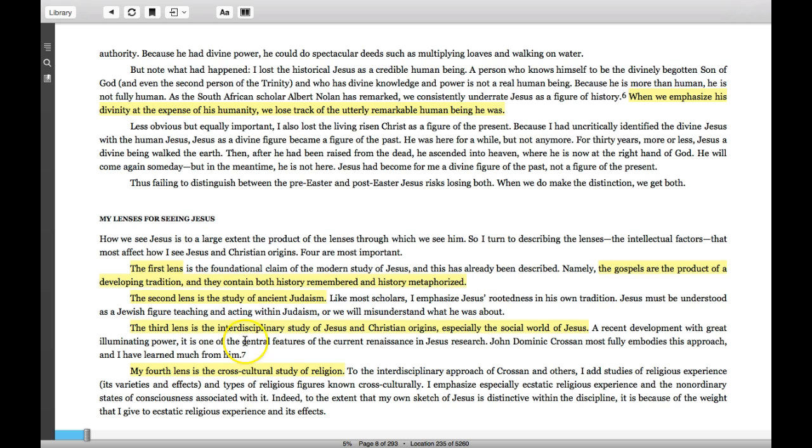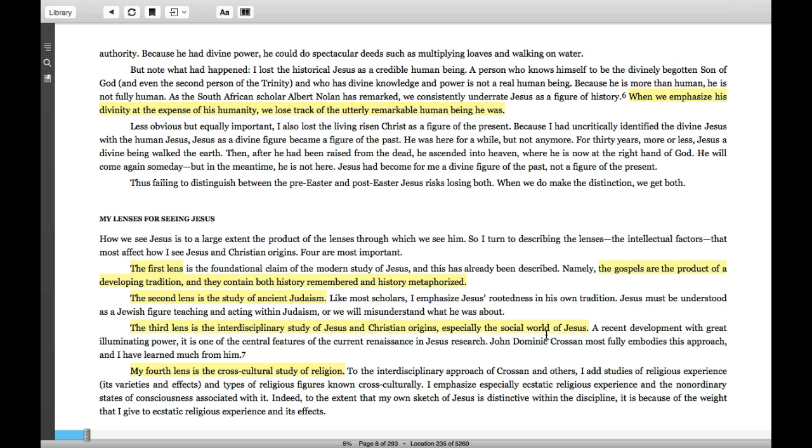Now, the third lens that Marcus Borg wants us to use is a study of Jesus and Christian origins. In other words, especially the social world of Jesus. Why did Christianity arise in the first place? What was that early Christian community like? What were the questions? What were the struggles that these early Christians were facing when they were compiling and writing the Gospels? And that's going to be such a key question.